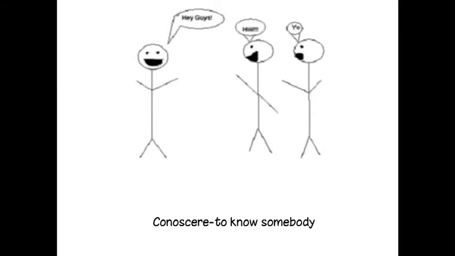Well, this one, to know, it's mostly about people. So, io conosco Maria. I know Maria. She's my friend. I know her. In the past tense, however, it means to meet. So if I say, ieri ho conosciuto Maria, yesterday I met Maria. So it's the moment when you get to know someone in the past.